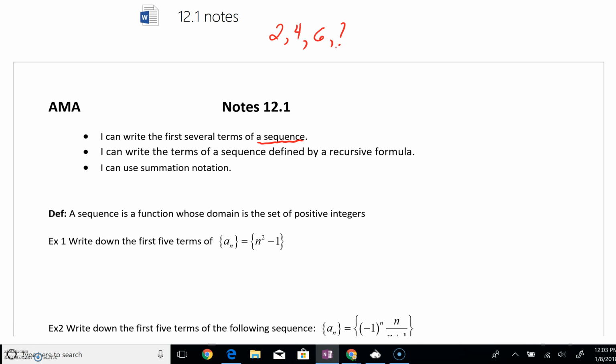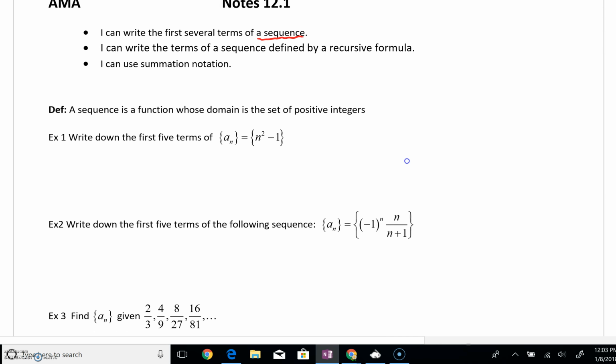Our first learning target is that I can write the first several terms of a sequence, a function whose domain is the set of positive integers. So, let's find out what a sub 1 is. That's a sub n. Write down the first 5 terms. Well, if n is 1, that would be 1 squared minus 1. Well, 1 squared is 1. 1 minus 1 is 0. So our first term here would be 0.